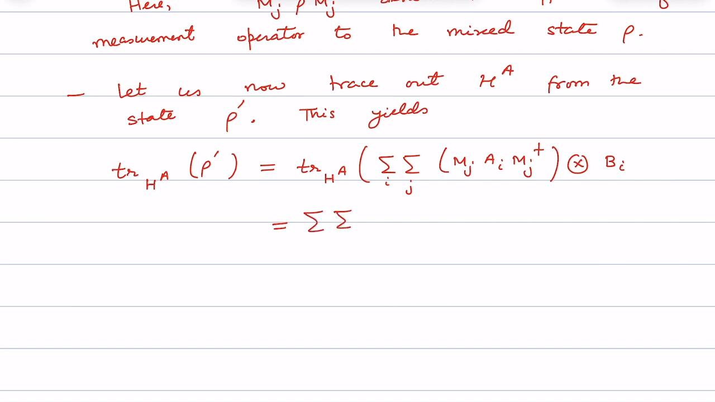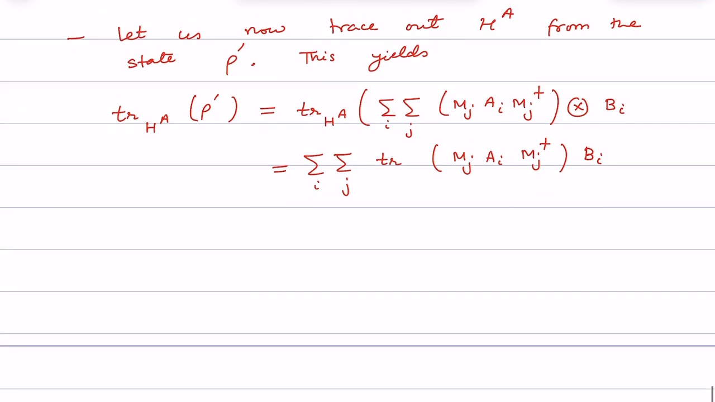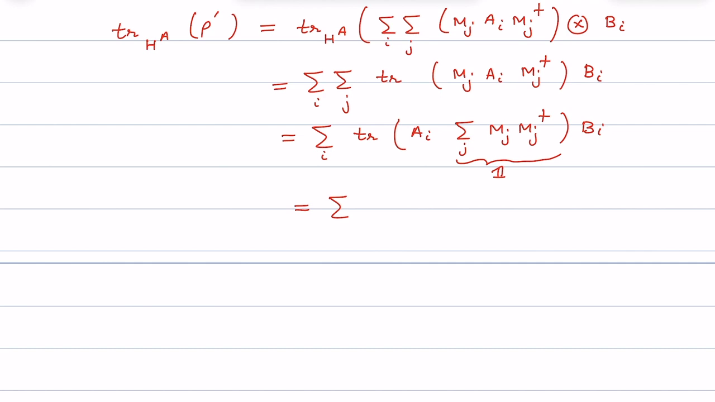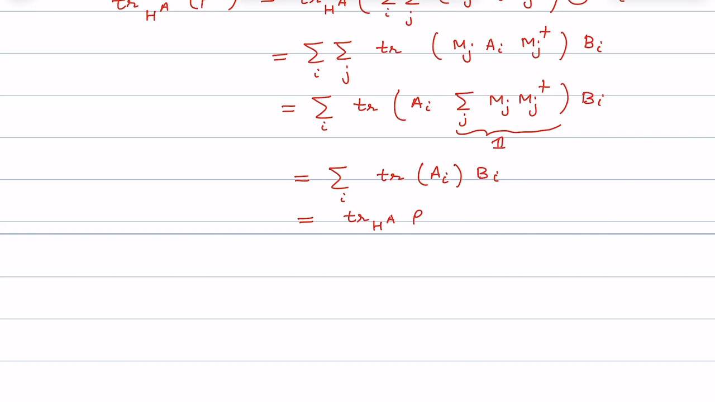And because it's a linear operation, I can take it inside. So the sum over i, trace M_j A_i M_j dagger B_i. And this I can further write as the sum over i, trace A_i sum over j M_j M_j dagger B_i. And we know the measurement operator property. This is nothing but the identity, and therefore what I will get is the sum over i, trace A_i B_i. And you can easily see that this is the trace over A of the original mixed state rho. Okay, so what we have got from here, you have to think carefully.